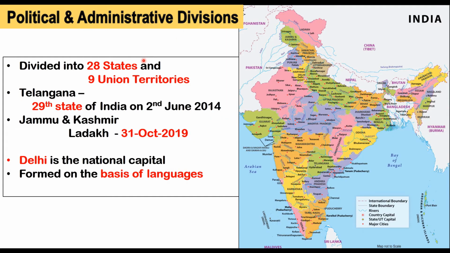Political and administrative divisions of India. Being a vast country, India is divided into states and union territories. With effect from the 31st of October 2019, India has 28 states and 9 union territories. Previously, on 2nd June 2014, Telangana had become the 29th state of India. Now, in October 2019, the state of Jammu and Kashmir was divided into two union territories, Jammu and Kashmir and Ladakh. Delhi is the national capital. States have been formed mainly on the basis of language.